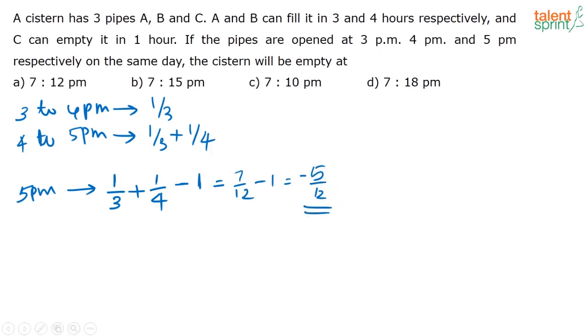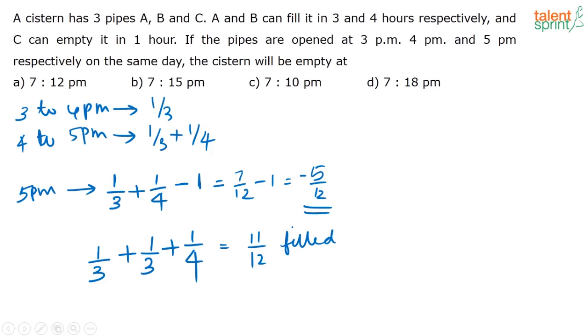So every hour, this is the work that is being done by all the 3 pipes put together. So totally, what has happened from the beginning? From 3 p.m. to 4 p.m., 1/3 of the tank was filled. Then 4 p.m. to 5 p.m., 1/3 plus 1/4 of the tank has been filled. So how much of the tank is filled till 5 p.m.? 2/3 plus 1/4, correct? If you take the LCM, you get 11/12, correct? So 11/12 of the tank is filled till 5 p.m.